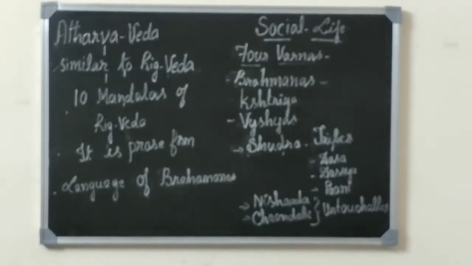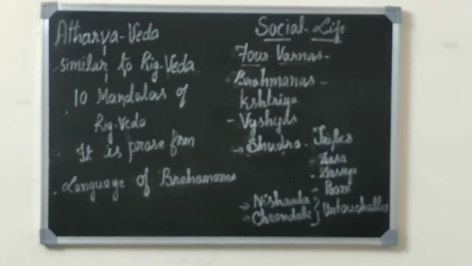Now, we'll deal with social life. Children, already we have learnt about the four Varnas: Brahmanas, Kshatriya, Vaishya and Shudra. Brahmanas were conducting yajnas and rituals. They accepted gifts for all the services they were doing. Rajanya indicates Kshatriya. They were soldiers trained in archery, who waged war in chariots.